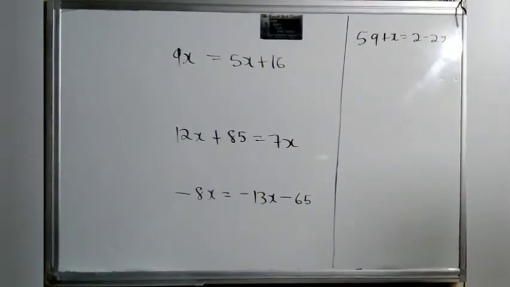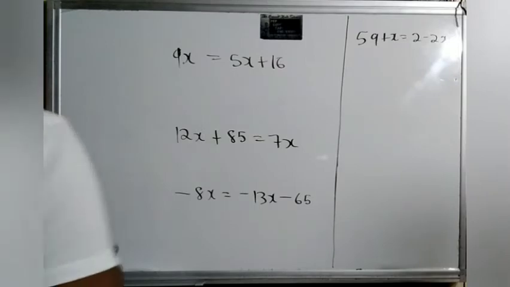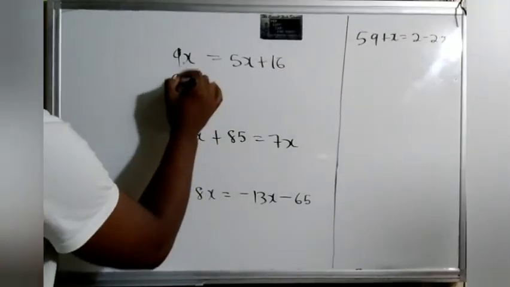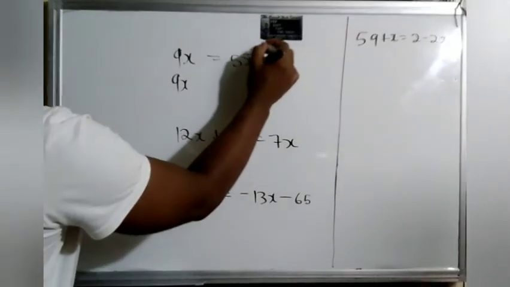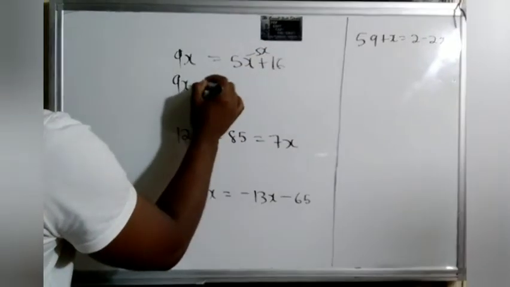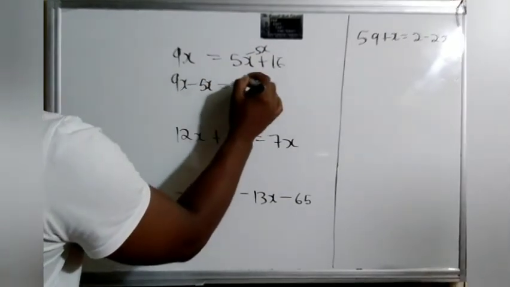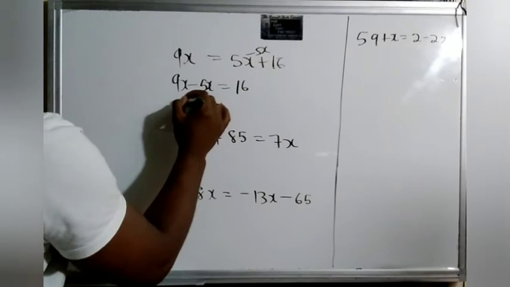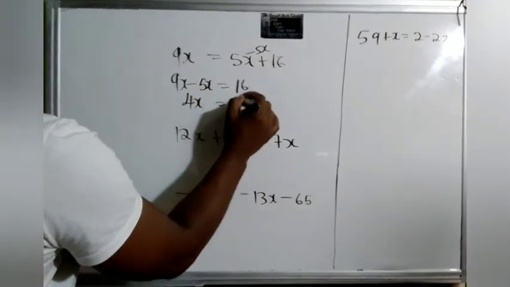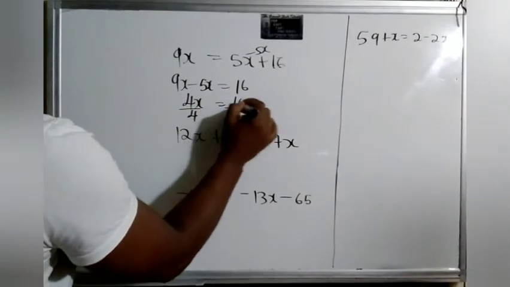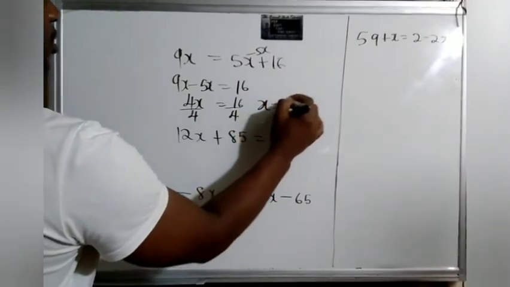Alright, we're going to solve these 4 equations. Very simple. Remember, we must group the like terms. So we have a 5x over there, so we subtract 5x from this side. 9 minus 5 will give us 4. Divide by 4. So x is 4.